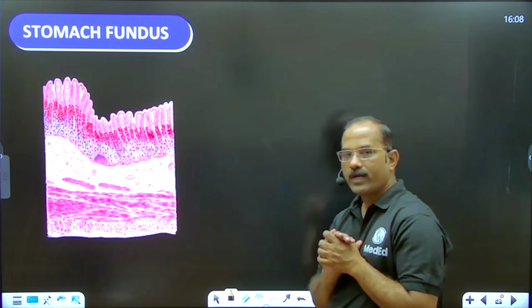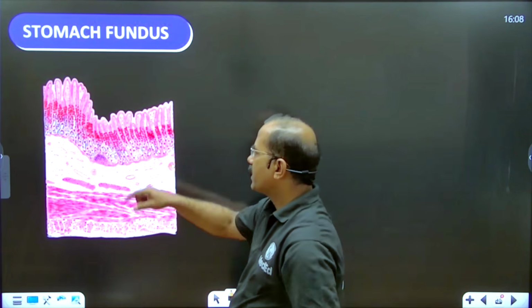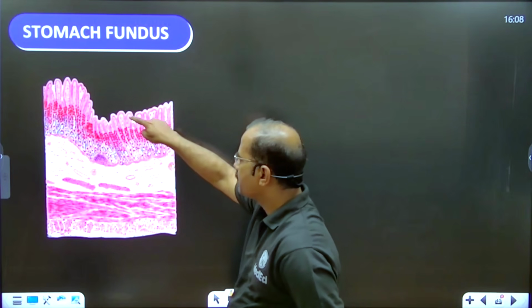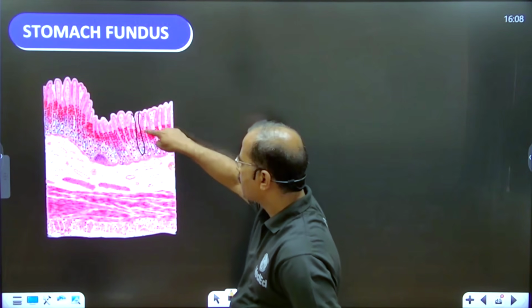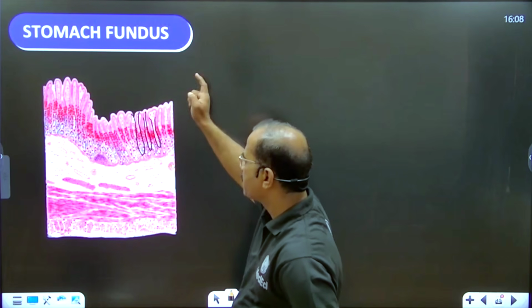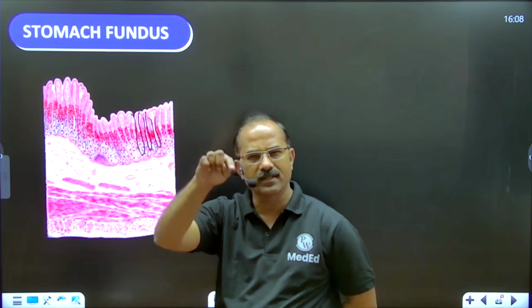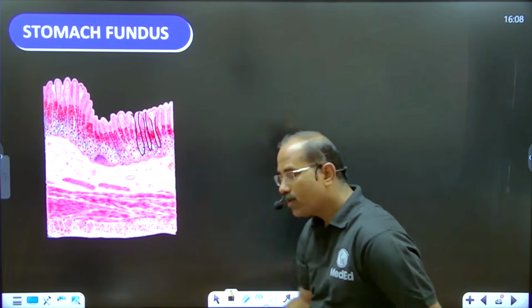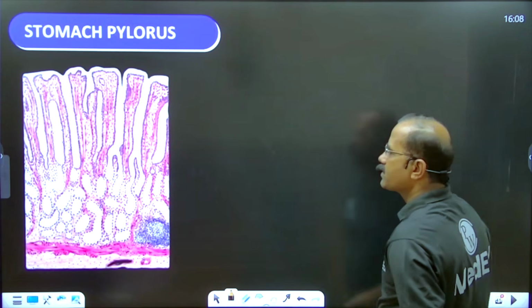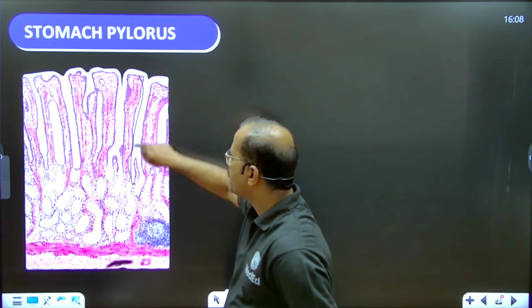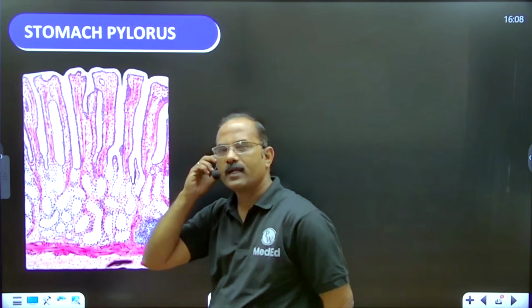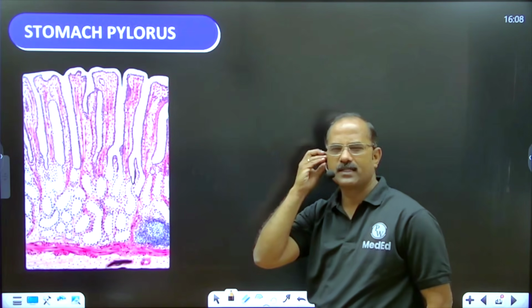Now this is the fundus of the stomach. In the fundus, you can see this tall columnar epithelium. This depression is what we call the gastric pit. The gastric pit in the stomach is less deep. It is more deep in the pylorus. So the gastric pits are deeper in the pylorus, and less deep in the fundus.